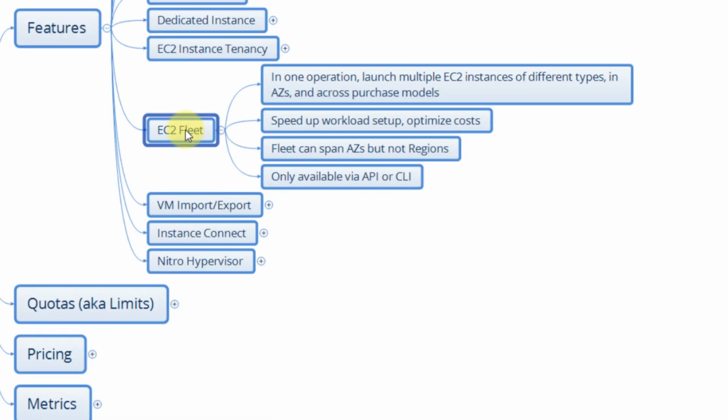An EC2 Fleet resource helps you manage multiple EC2 instances in one operation. And the instances could be of different types, in different availability zones, and across different purchase models. So it's a management construct, and it's a good feature of the AWS EC2 service. It helps you speed up your workload setup and helps you optimize costs. Note that a fleet can span availability zones but not regions, and it can only be used via API or CLI and not via the EC2 console.